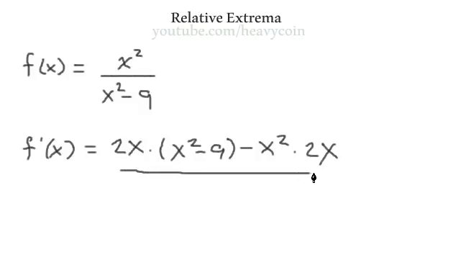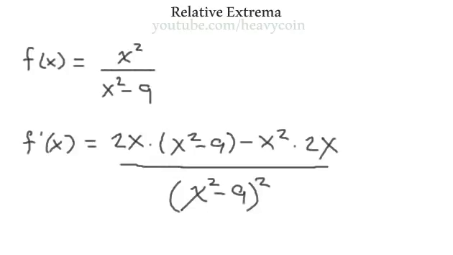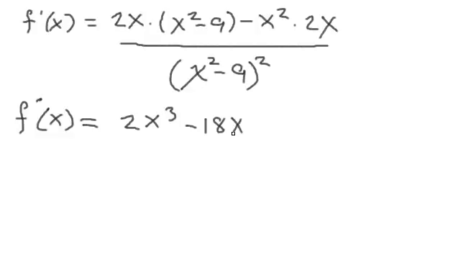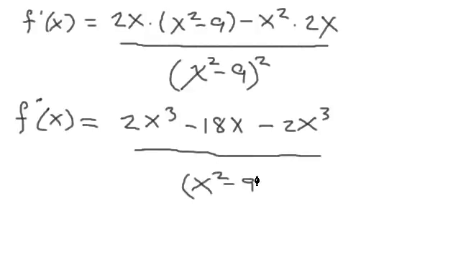And then of course, down here in the denominator we have to square that, so that becomes x squared minus 9, squared. Right? So now we're going to clean this up. f prime of x is equal to, now I'm going to distribute this 2x across, so we have 2x cubed minus 18x minus 2x cubed, all over x squared minus 9, quantity squared.